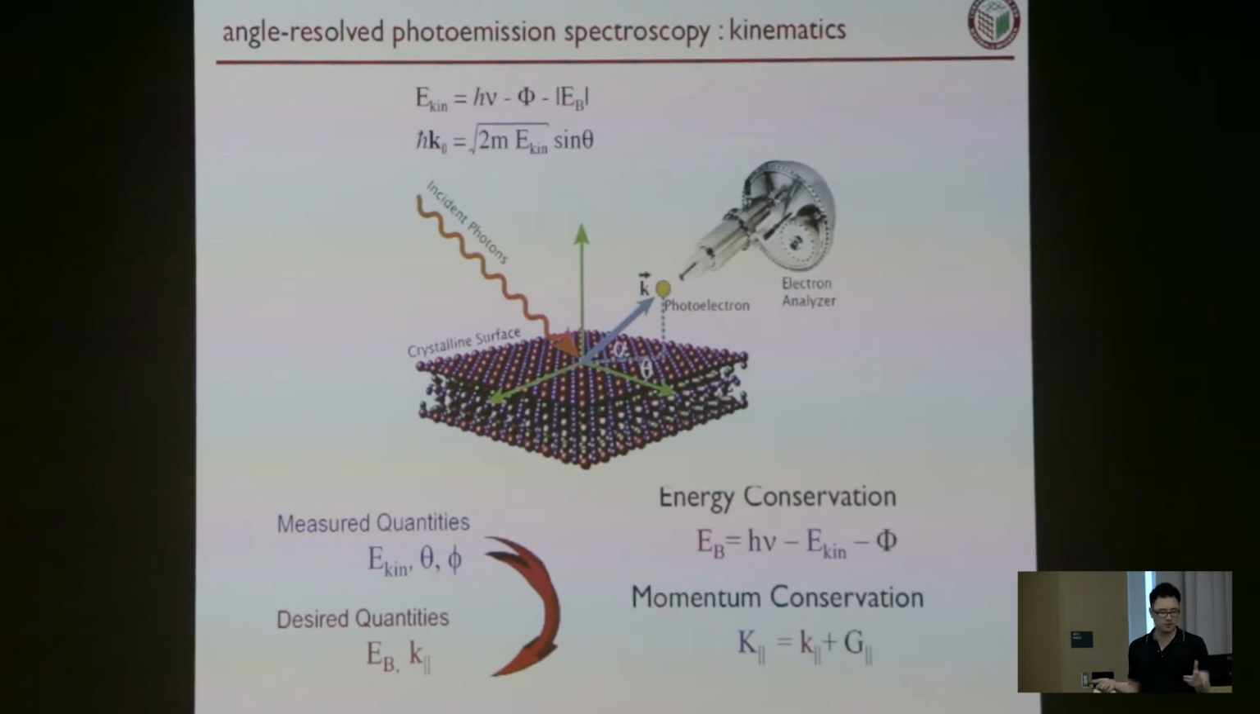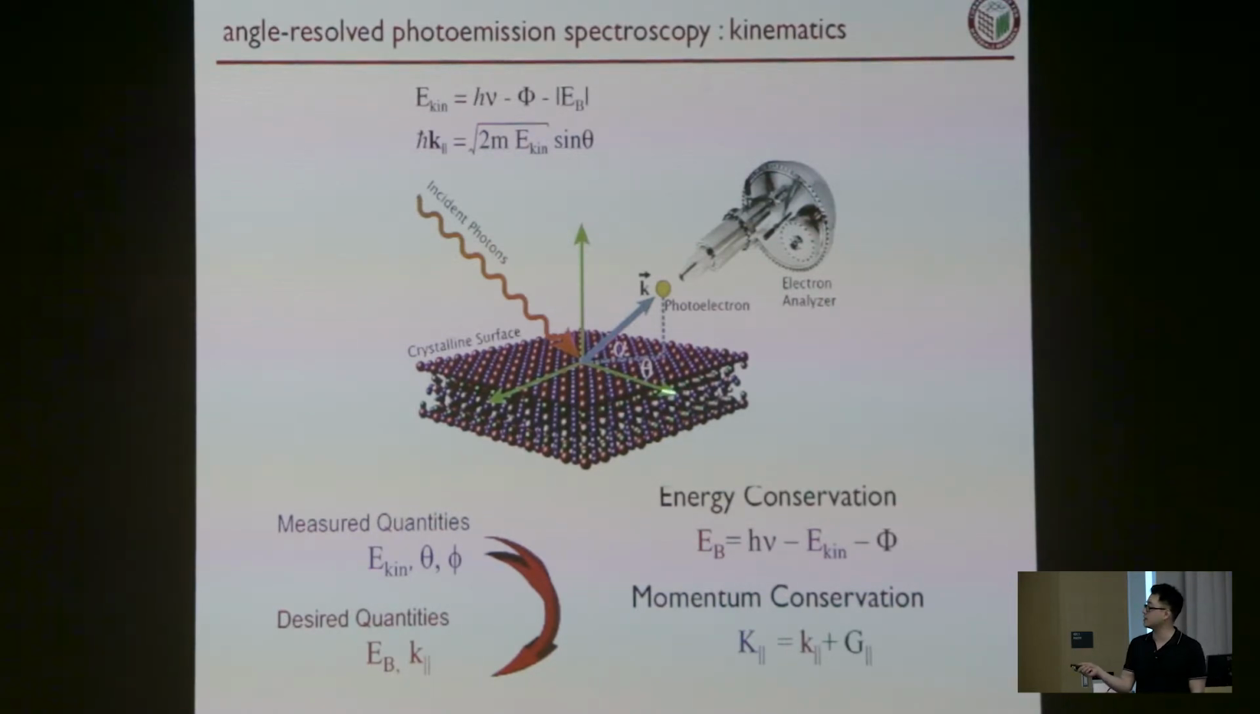Okay, so we know the kinetic energy of the electron coming off, and because we know the angles at which it's coming off the solid, we can project that speed into various momentum components, right? This is basically first semester freshman physics. So we just use these quantities that we measure in an experiment, and we can back out the binding energy and the parallel momentum.